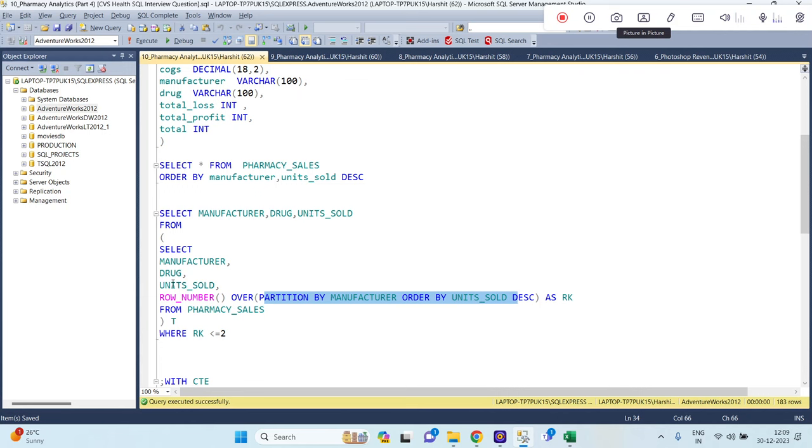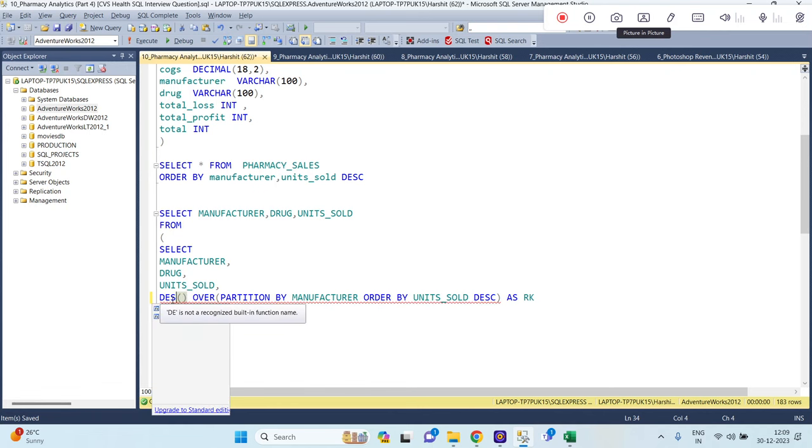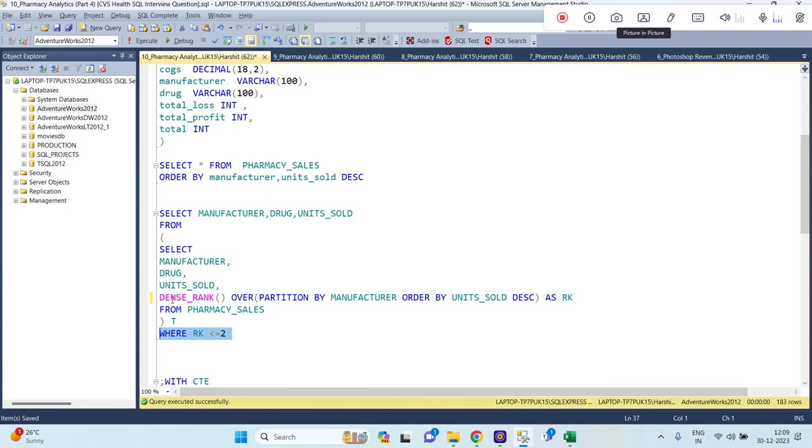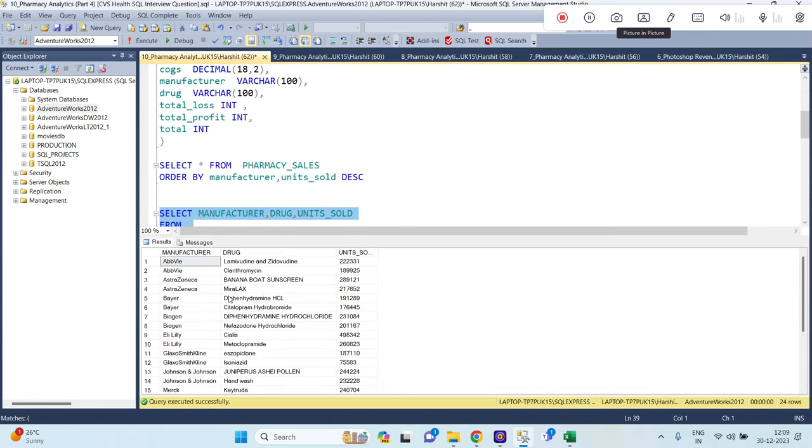And here we can use any of the functions. We can use rank, or we can use dense rank, anything we can use. And here also I have used the same query as a derived table where rk is less than or equal to 2. So it will display the data.